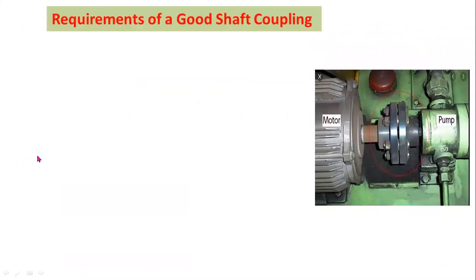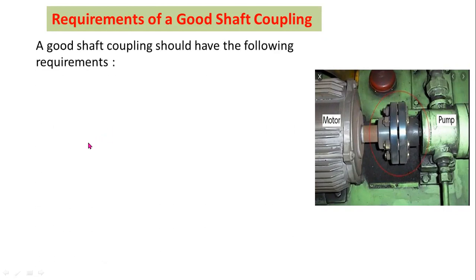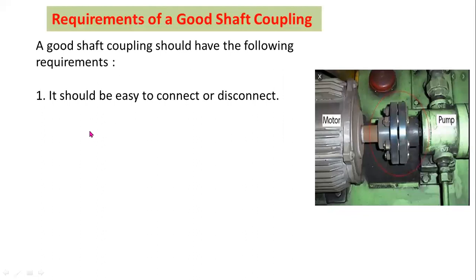What are the main requirements of a good shaft coupling? A good shaft coupling should have the following requirements. First one is shaft couplings should be easy to connect or disconnect. This one is the example. Here you can observe this coupling should be easy to connect or disconnect for these two components. Here the coupling is used to join the motor shaft and the pump shaft.